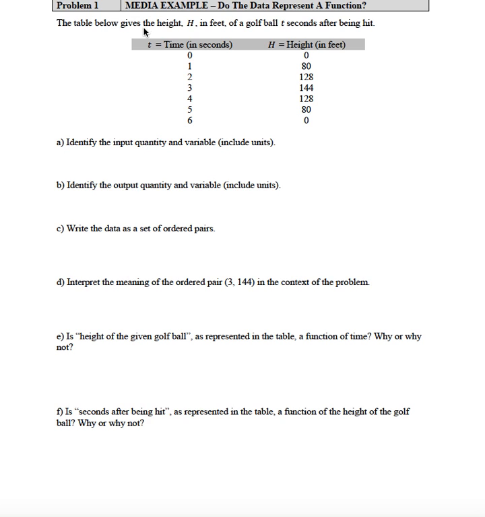In this problem, we're told that the table gives the height h in feet of a golf ball t seconds after being hit. So my input is my first column here, and the input quantity is time. So we're going to write that here. Input variable is t, and the units are seconds. So all of those are very important to include and understand.